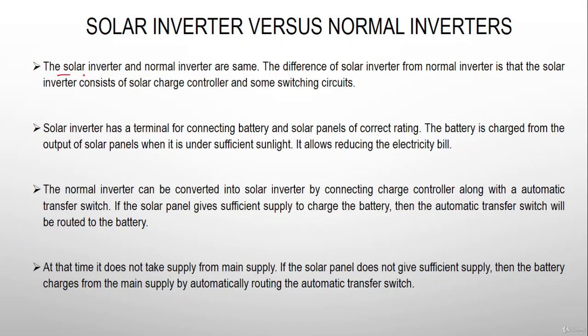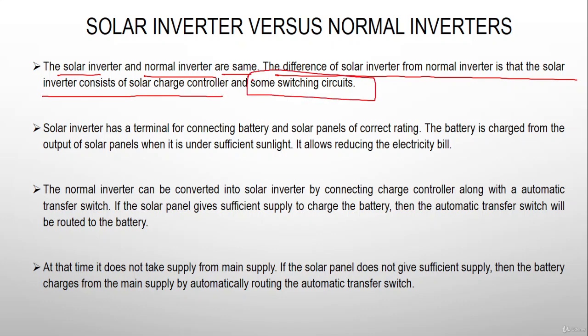The solar inverter and the normal inverter are one and the same entity, but the circuitry inside the solar inverter could be different compared to the normal inverter. The difference is that the solar inverter consists of a charge controller that we have seen, and some switching circuit, which is an automatic changer also. A solar inverter has a terminal for connecting the battery. Every solar inverter or normal inverter will have a terminal for the battery connection, and solar inverters will also have terminals for solar panels of the correct rating.